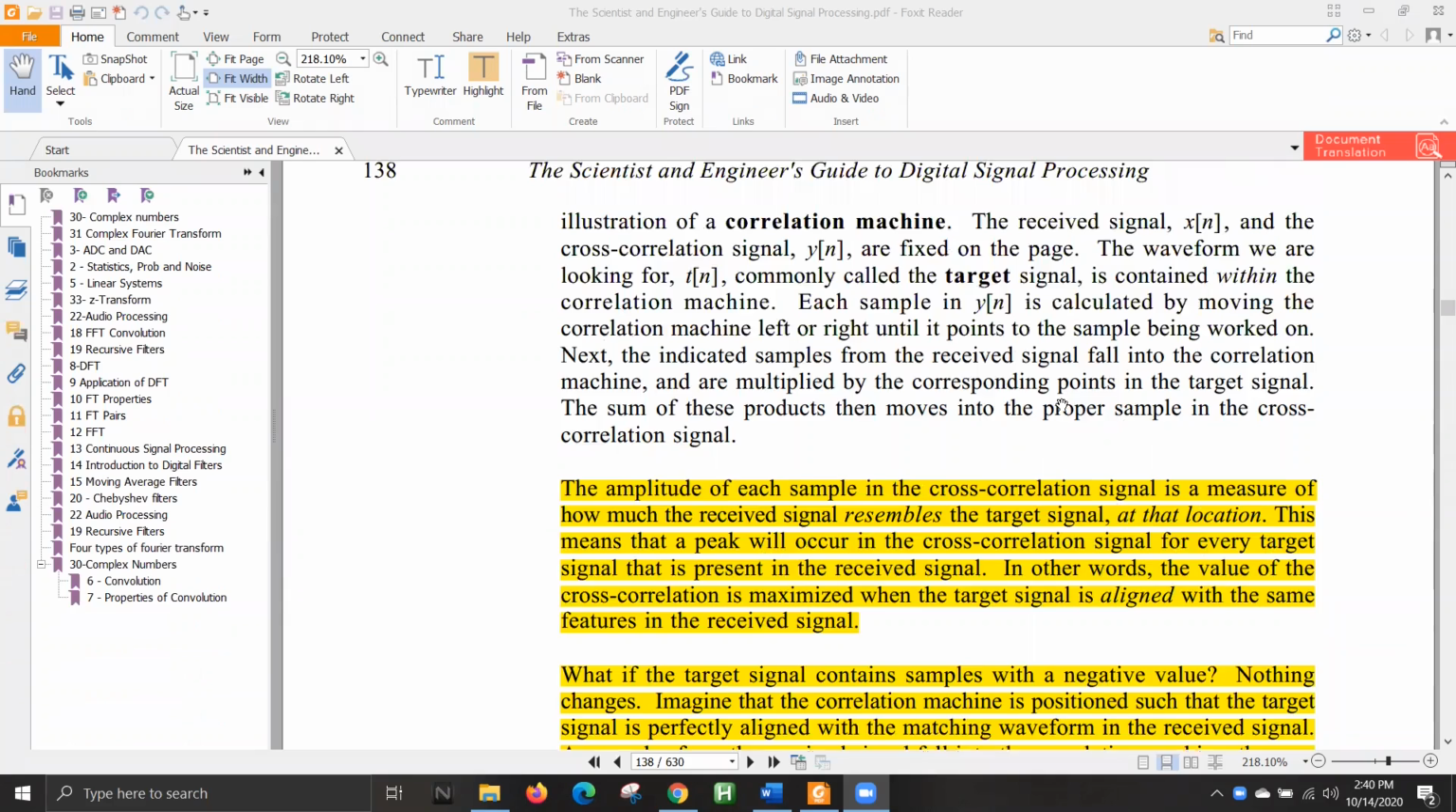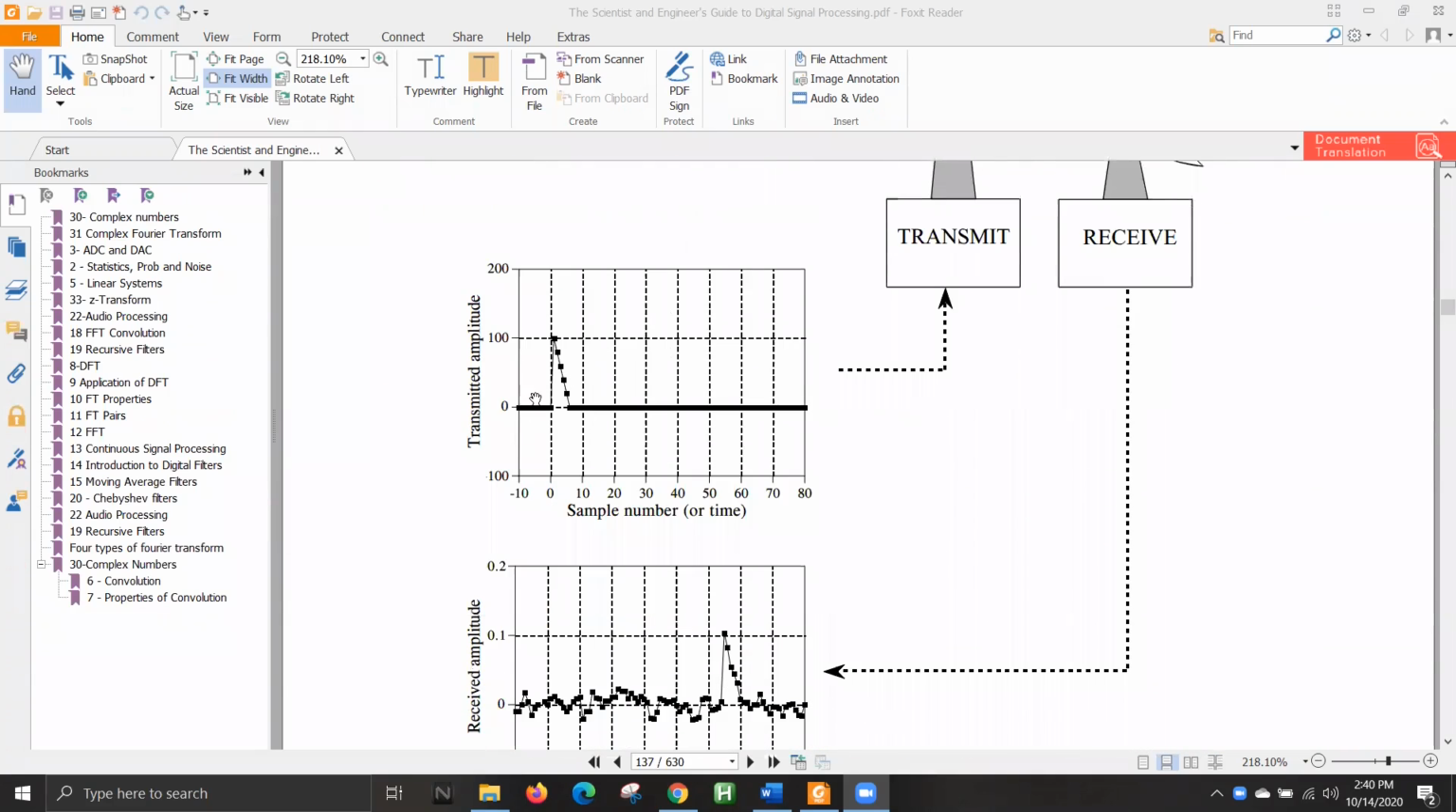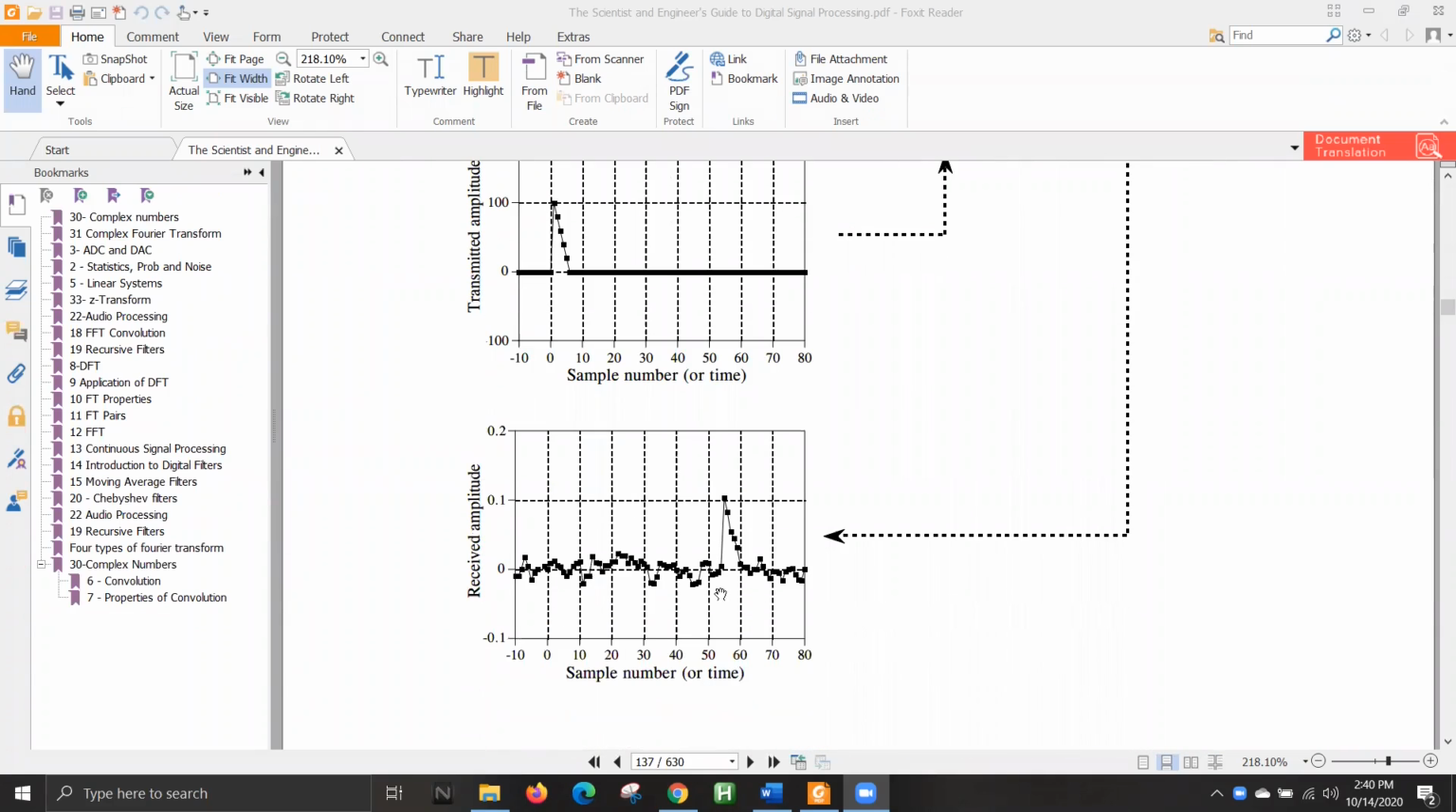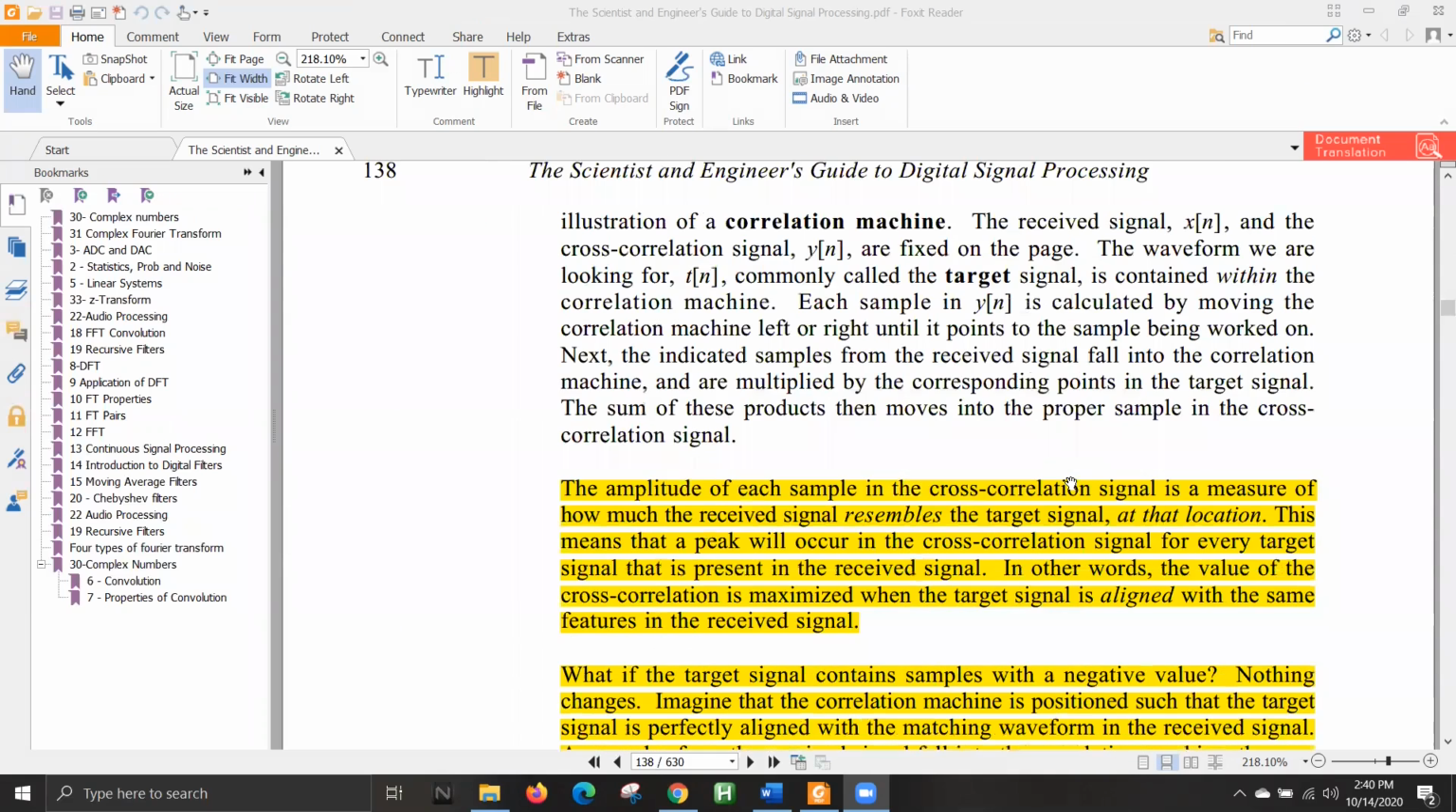So if this signal is found somewhere in this signal, then you'll get a peak here. If there are multiple places in this signal where there is a similarity, you'll get peaks in all those places. So you can actually consider cross correlation as a kind of search function for signals.